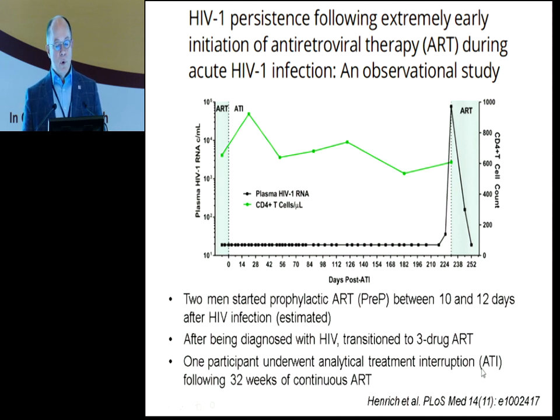And they both knew about when they think they got infected, and it was about 10 to 12 days prior to starting the PrEP. After their test came back positive, they increased their regimen to a 3-drug regimen. One of them underwent analytical treatment interruption, which is a term now being used for stopping therapy to see if replication recurs, so this ATI, and had, again, a very long duration of suppression without the return of viral replication in this one patient.